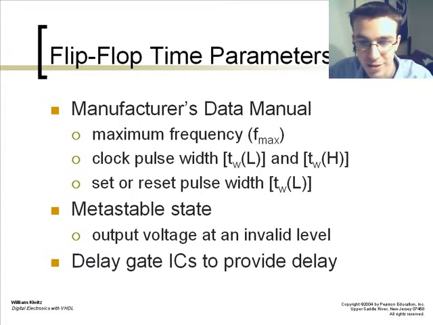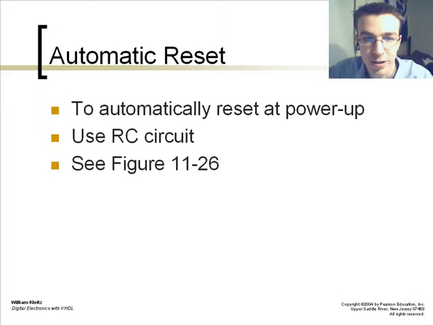The manufacturer's data manual describes three basic functions. We have the maximum frequency, clock pulse width, and set or reset pulse width. You have the metastate table, the output voltage at any invalid level, and delay gate ICs to provide delay for propagation time delay. You have an automatic reset on some chips.